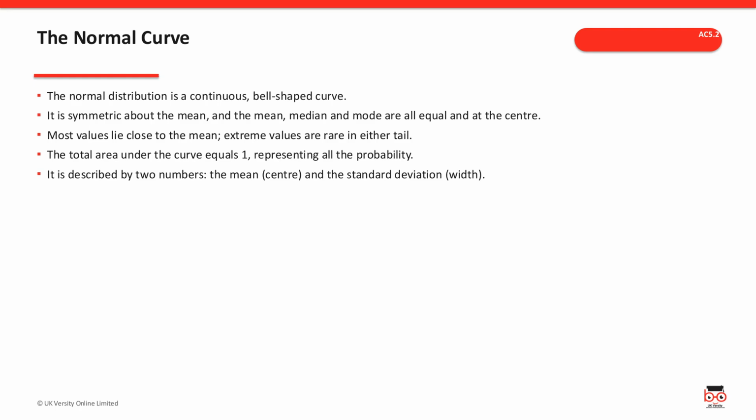Now to the most famous distribution of all, the normal distribution, a continuous, bell-shaped curve. It's symmetric about the mean, and because of that symmetry, the mean, median, and mode all sit together at the center. Most values cluster close to the mean, with extreme values rare in either tail. The total area under the curve is 1, representing all the probability, and the whole thing is pinned down by just two numbers, the mean, which sets the center, and the standard deviation, which sets the width.